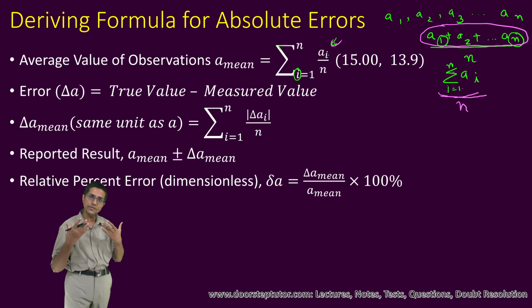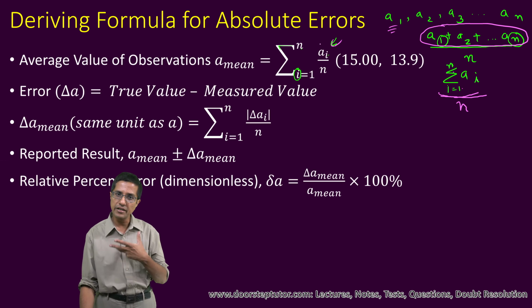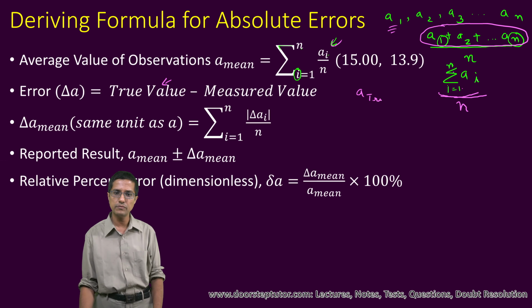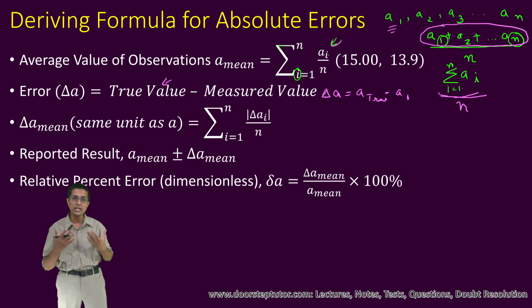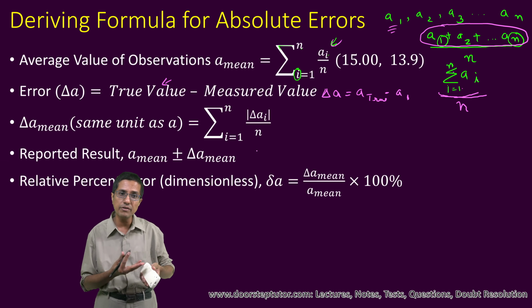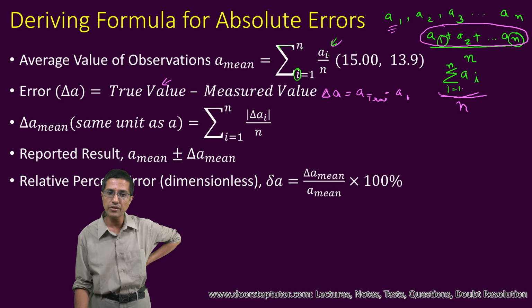Now there has been error in each of those observations. We know that the real value of the error is equal to the true value minus the measured value. So it would be A true minus A1 for the first one, and we denote it by delta A. But of course, we really cannot find the true value. The true value A true we don't really have. There is no value given for us. We are just trying to do the measurement and find it out ourselves. So this A true is not really known.